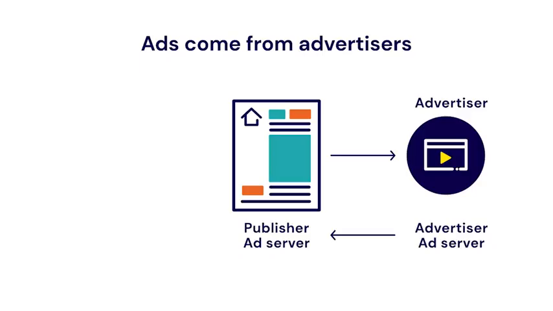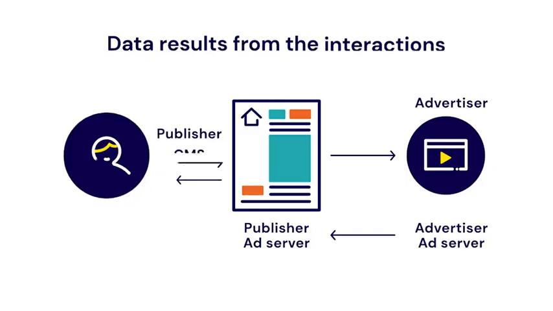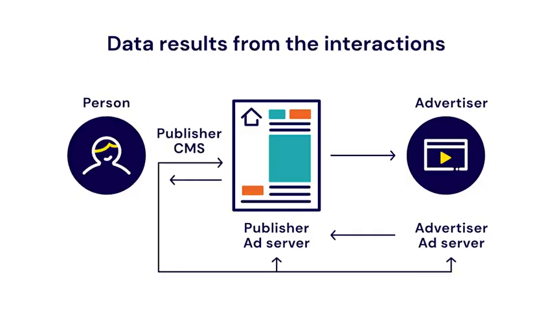Now, let's look at what happens when someone accesses a website. As soon as the person's browser requests a web page from the publisher, some data about the person is sent to the publisher. That information is used to bring the right content to the person, but it's also sent to the ad server to make sure a relevant ad is displayed. So data is exchanged between the person and both the publisher and the advertiser's servers.